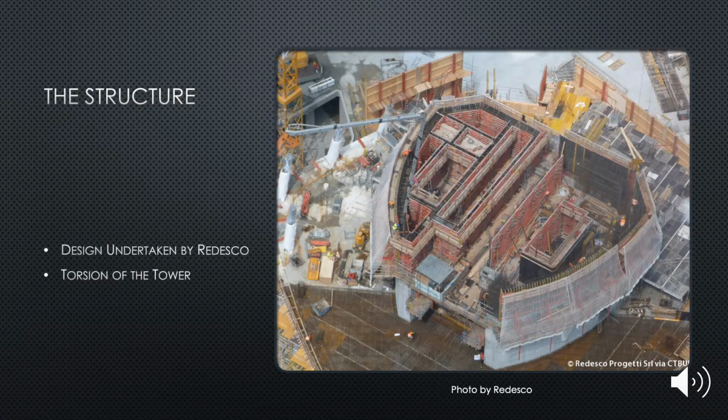The main challenge was how to cope with the torsion of the tower. This torsion is induced by the warping of the columns around the central core of the building. Redesco also needed to ensure that the most efficient materials, shapes and construction methods were used for the design.